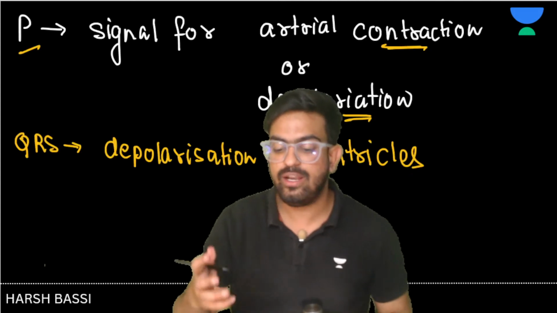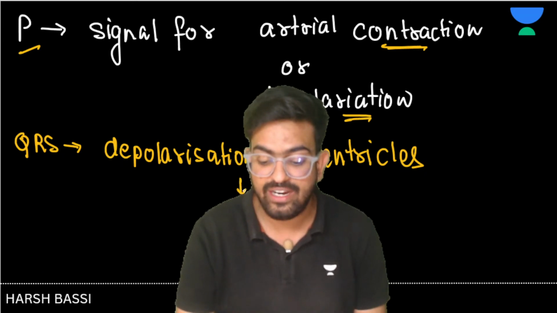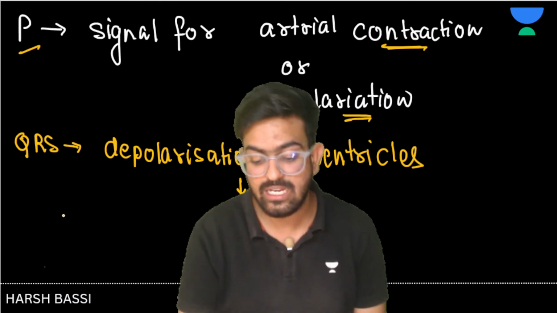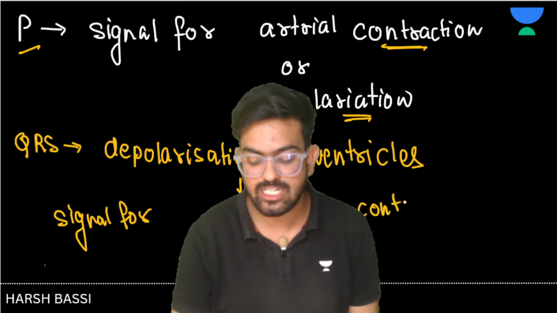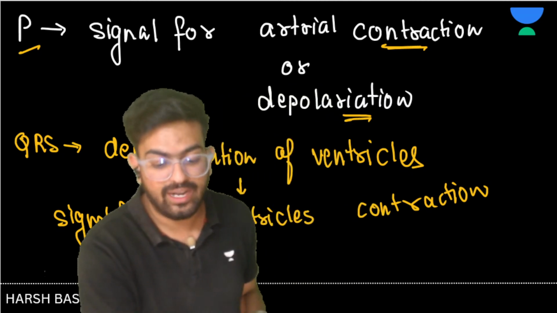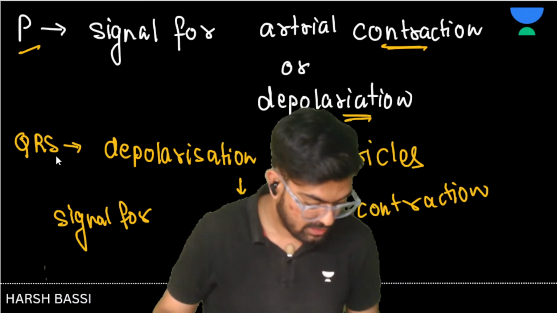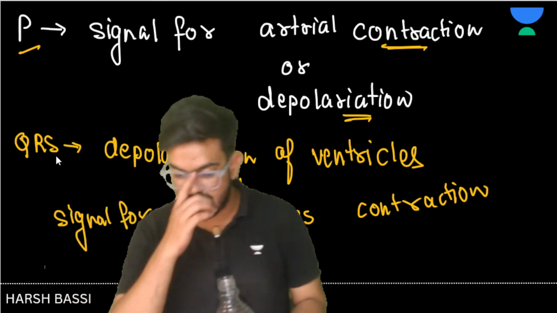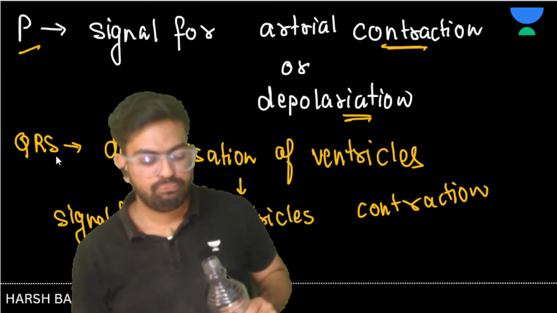Okay, now in QRS what is happening? In QRS, depolarization of ventricles, that means ventricles will contract, signal for ventricular contraction has been generated. Yes or no? और ये ventricles कब तक contract होते रहेगा सर? See, the P wave represents the SAN signal. Yes, we can say that.